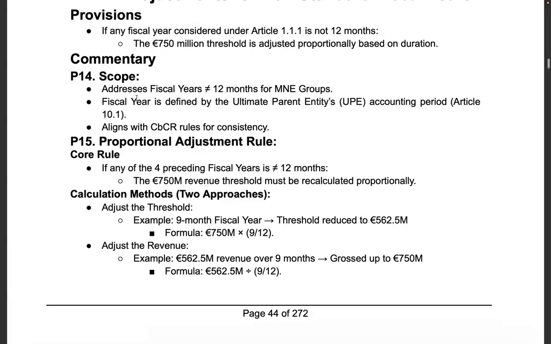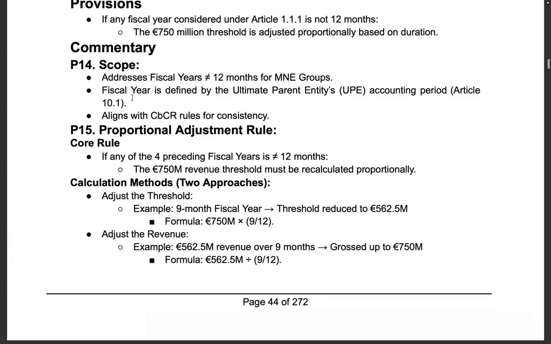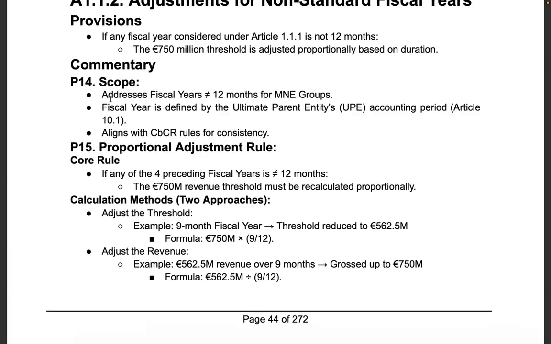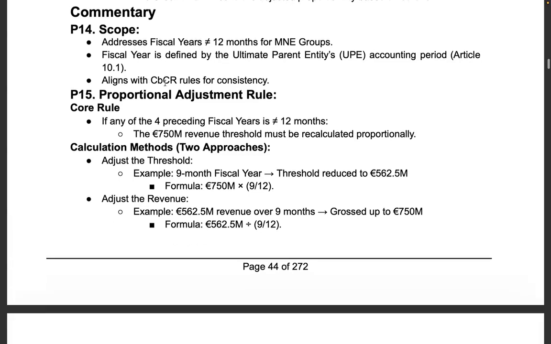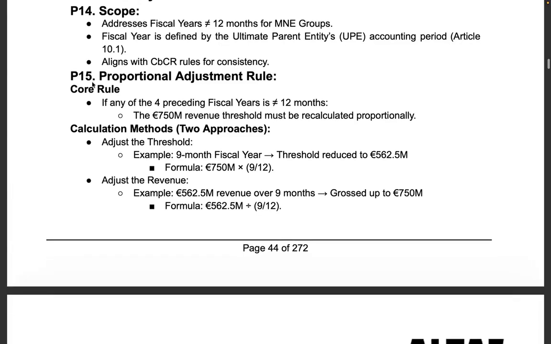So let us look at the consolidated commentary. Paragraph 14 addresses fiscal years not equal to 12 months for an MNE group. Then what do we do? Fiscal year is defined by the ultimate parent entity's accounting period. Simple. And it aligns with CBCR rules for consistency.